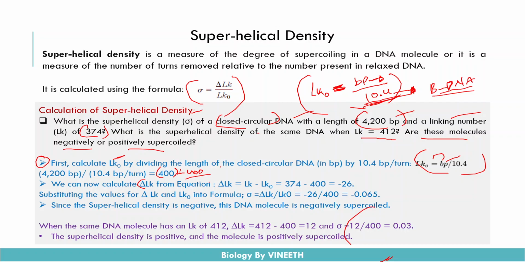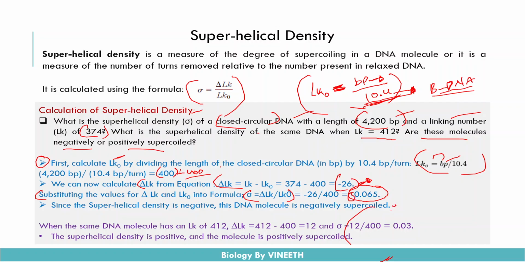So the change in linking number will be minus 26. This minus sign indicates the negatively supercoiled form, or the left-handed DNA. Substituting the values of delta Lk and Lk naught into the superhelical density formula, we get minus 0.065. This minus sign indicates the DNA is in the negatively supercoiled form.